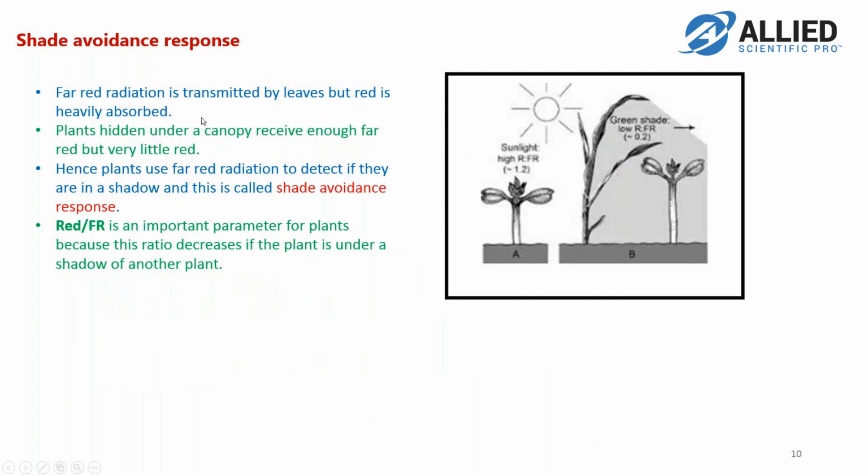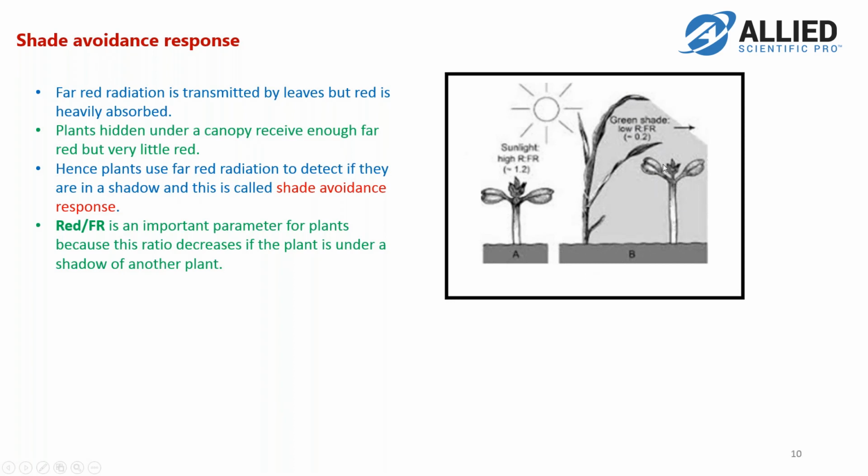There's also the shade avoidance response shown here. One plant is shown here, uncovered. The ratio is 1.2 between R and FR. The other, bigger plant has covered it; it's been shadowed. Because the far red radiation mostly transmits through the leaf, the amount of far red does not change that much, but red is heavily absorbed by the taller plant, so the ratio of R to FR decreases.